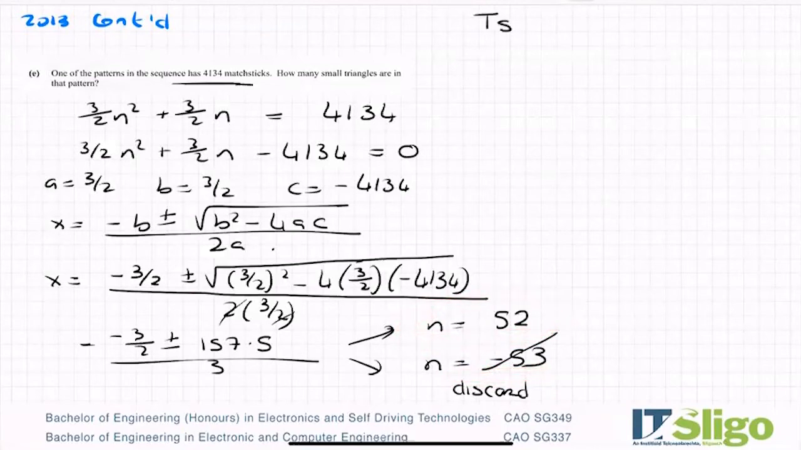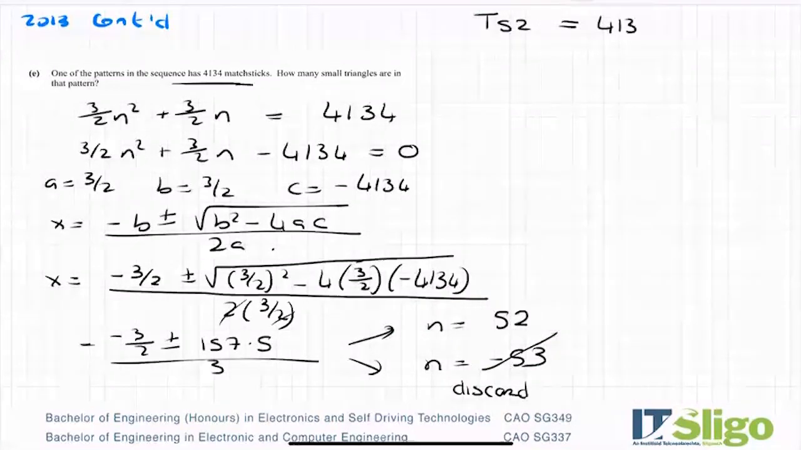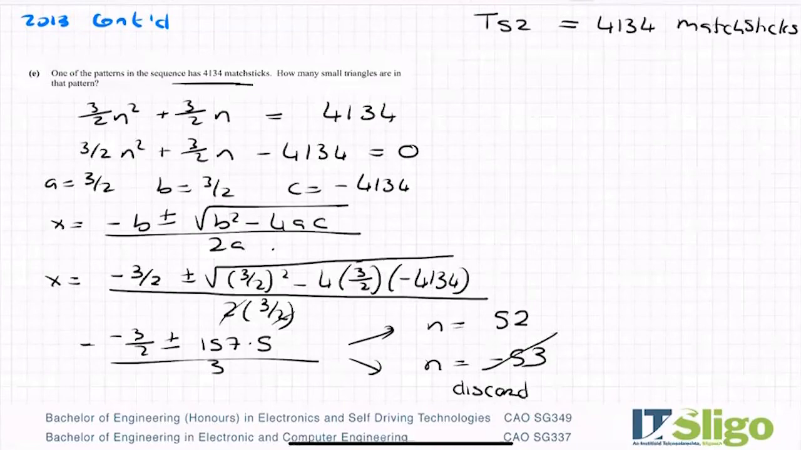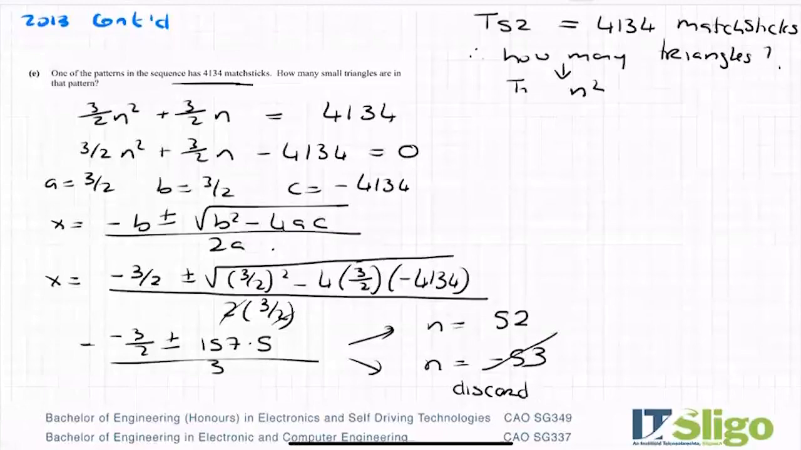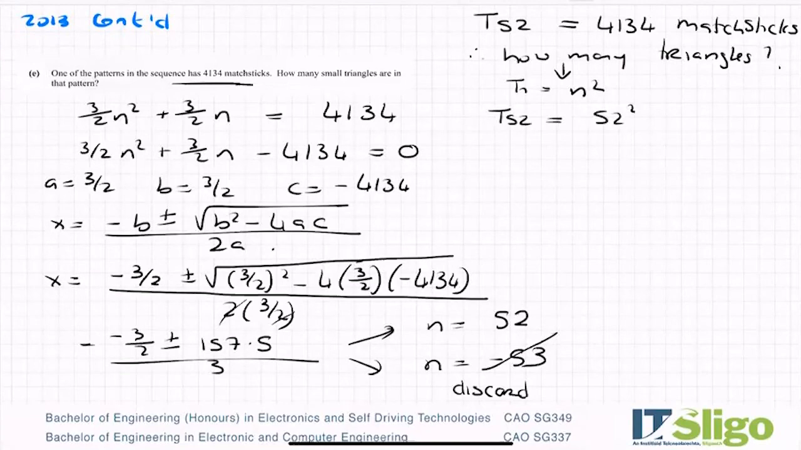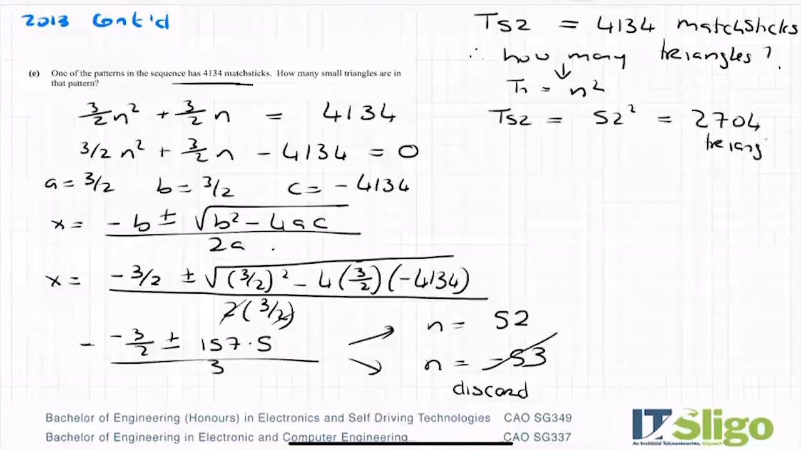So T52 has 4134 matchsticks. Okay, so therefore, how many triangles? Well, if you remember, the number of triangles was equal to n squared. That's what we worked out the Tn for, the number of triangles. So therefore T52 is equal to 52 squared. So I'm getting 2704 triangles.